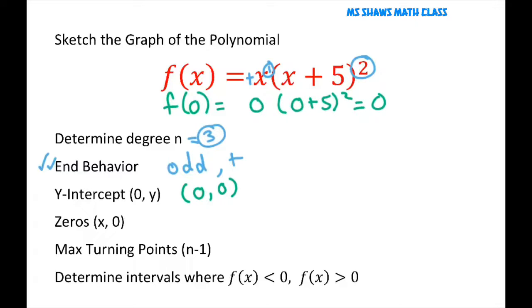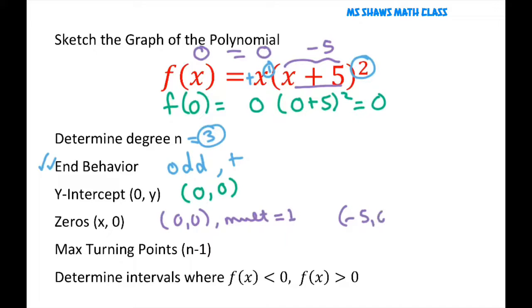And our zeros are when y is 0. So when this is 0, we'll have a 0 here, and this one would be -5. So we have (0, 0), and that's multiplicity of 1. And for this piece, we have (-5, 0), and that's multiplicity of 2.